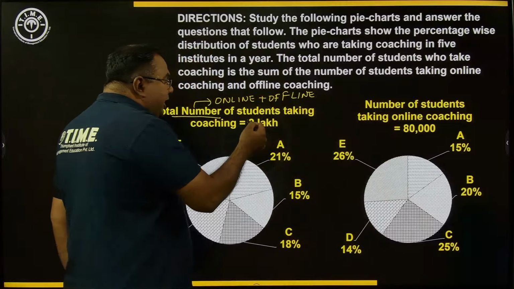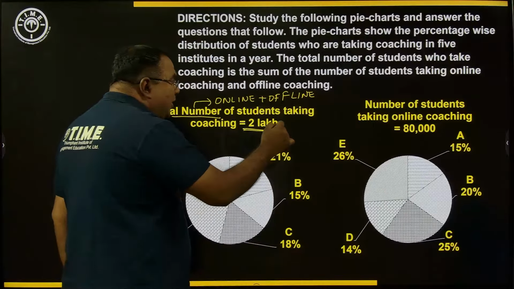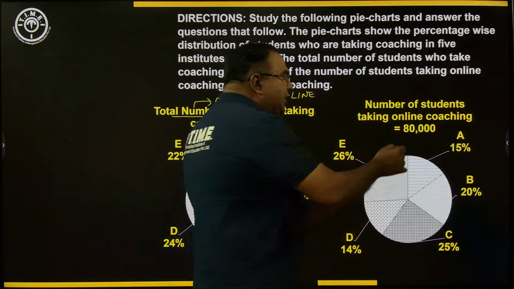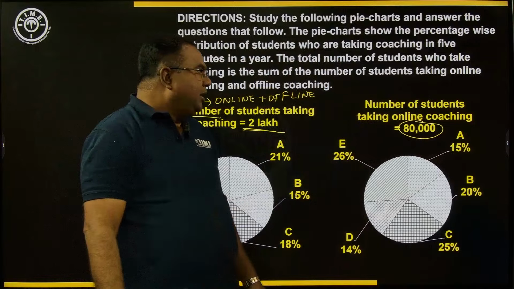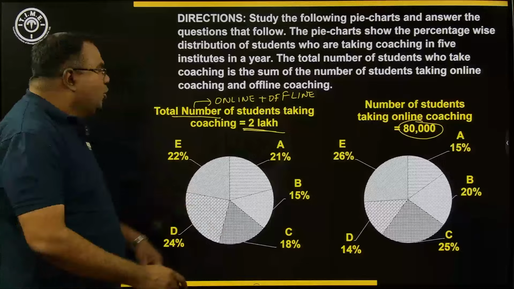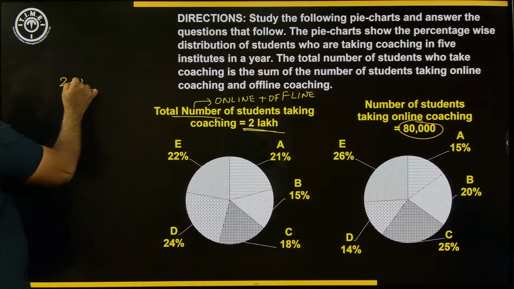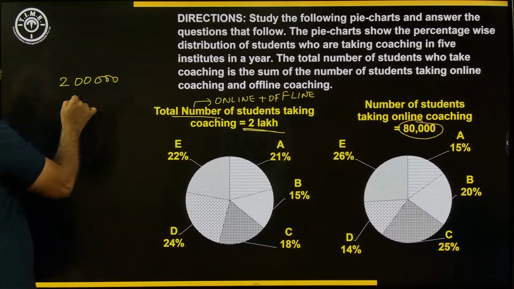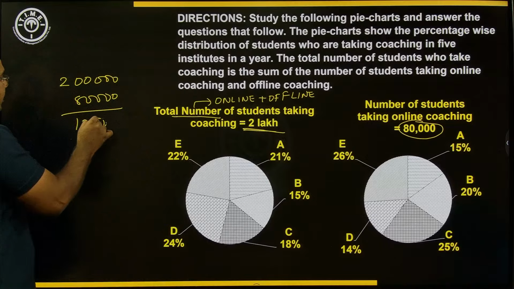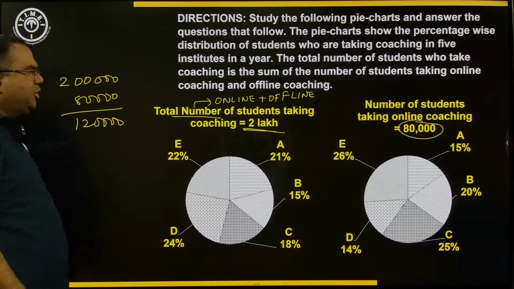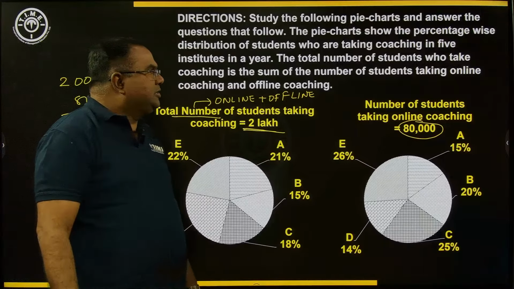So, total number of students who are taking coaching is 2 lakhs. Out of this 2 lakhs, 80,000 is students who are taking online coaching, right? Then if you remove, 2 lakhs minus 80,000, obviously 1,20,000 are the students who are taking offline coaching. You can take ratio also. Let's see, depending on the questions, we will take a call.